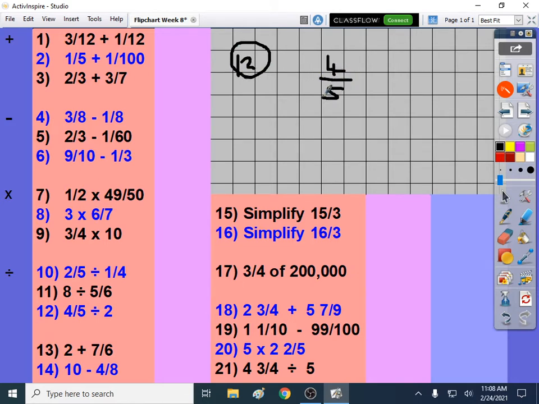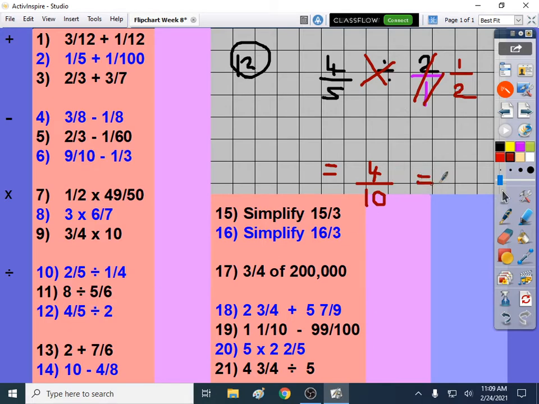4/5 divided by 2. Divided by 2 whole ones. Keep, change, and flip. So I have to go on here, but we get 4 times 1 is 4. 5 times 2 is 10. 4/10. 4/5 divided by 2 is 4/10.